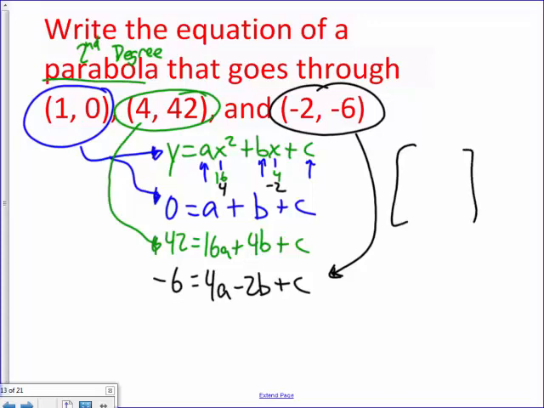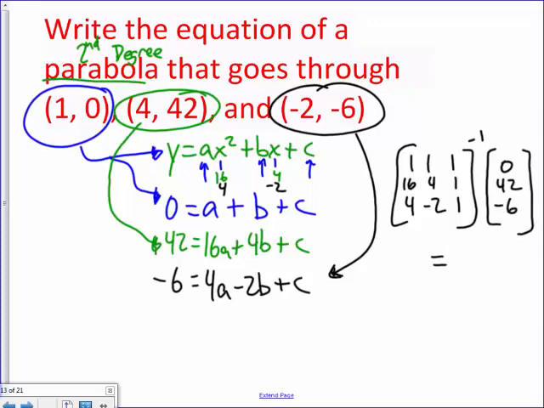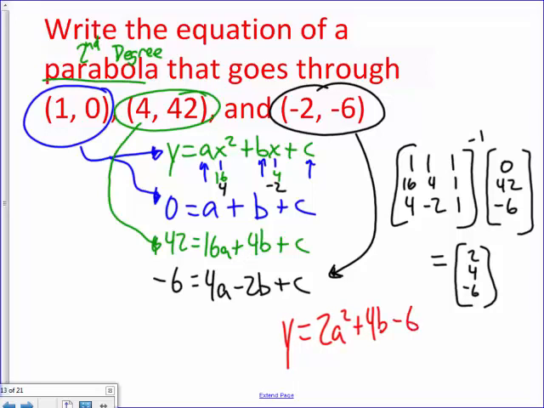So we type this into our calculator. I got a 3 by 3 with my coefficients. So I got 1, 1, 1 for my blue equation. I got 16, 4, 1 for my green equation, and 4, -2, 1 for my black equation. And remember, we take the inverse of this times the answers, the sums over there. So I got 0, 42, and -6. And this ends up equaling 2, 4, and -6. So there's my equation for this guy. So it would be y equals 2x squared plus 4x, and -6 for the c. And there we go.